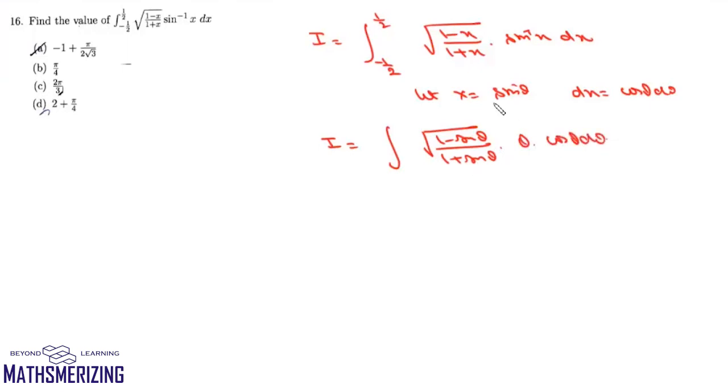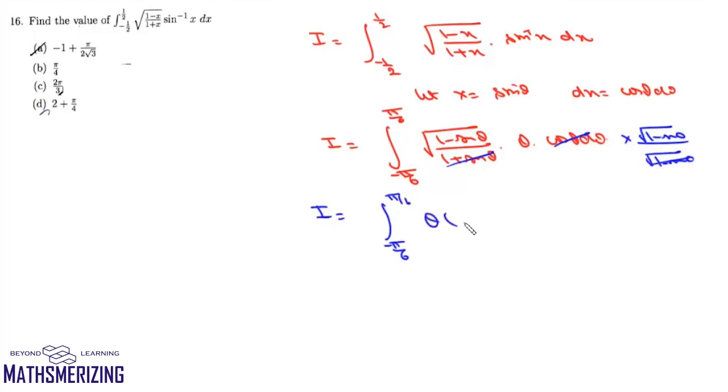Now when x is minus 1 by 2, theta is minus pi by 6 and upper limit is plus pi by 6. Now what we'll also do is, we'll multiply and divide it with under root of 1 minus sine theta. Now here will be 1 minus sine square theta, cos theta. So this cos theta will cancel. We'll get this integral from minus pi by 6 to plus pi by 6 of theta into (1 minus sine theta) d theta.